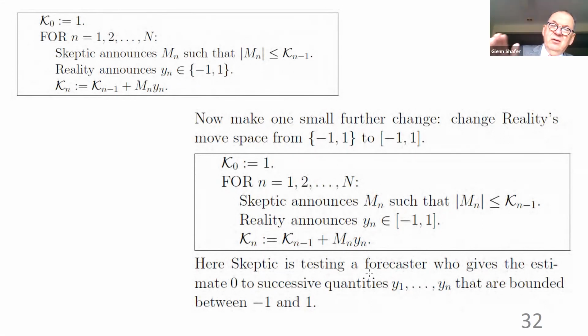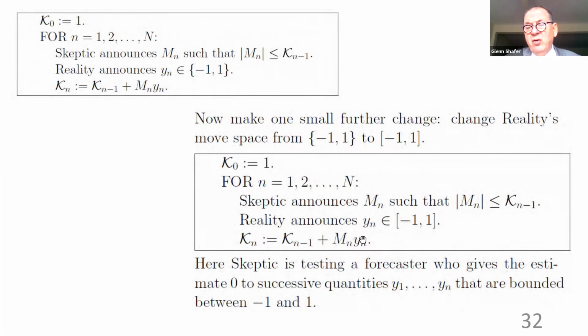Maybe these quantities are the errors from some measurement instrument. And my forecaster says, I think the best estimate of the error of this measuring instrument is 0. The error might be positive, the error might be negative, but the best estimate is 0. And I think that's always true. So skeptic gets to bet against that. And each time, his payoff he adds to his current capital. He bets on the error being positive or negative.